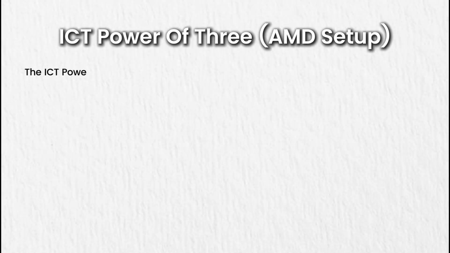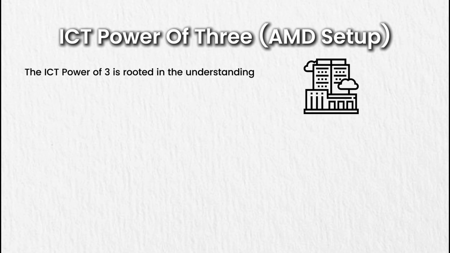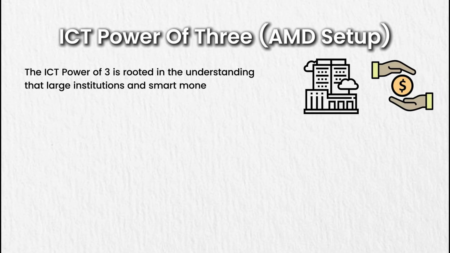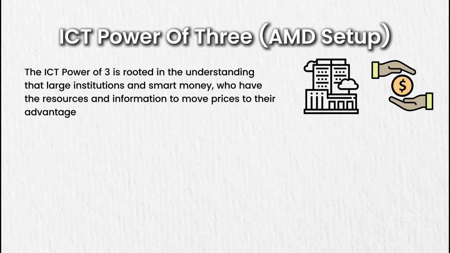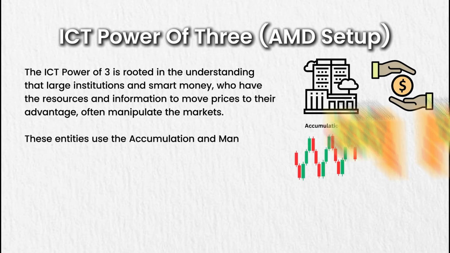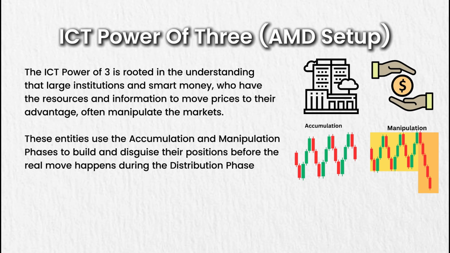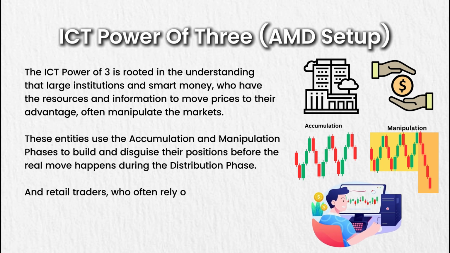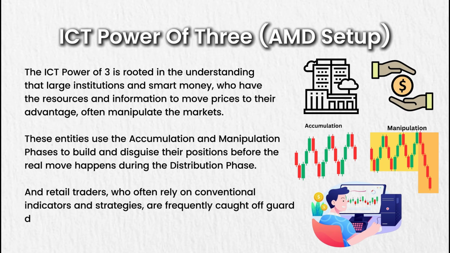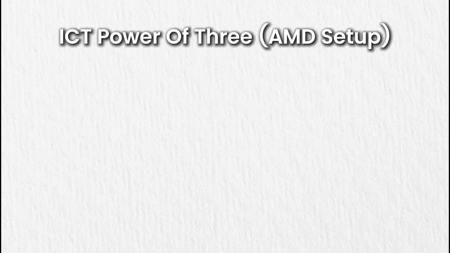The ICT Power of Three is rooted in the understanding that large institutions and smart money, who have the resources and information to move prices to their advantage, often manipulate the markets. These entities use the accumulation and manipulation phases to build and disguise their positions before the real move happens during the distribution phase. And retail traders, who often rely on conventional indicators and strategies, are frequently caught off guard during the manipulation phase, causing them to lose trades.